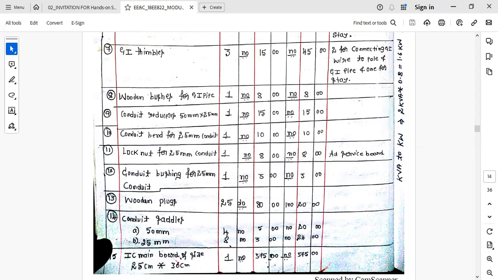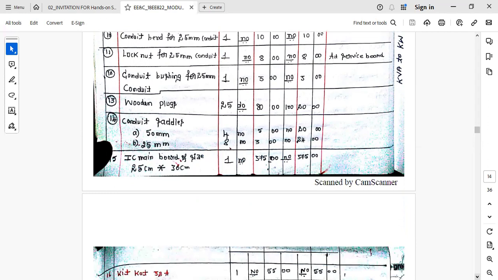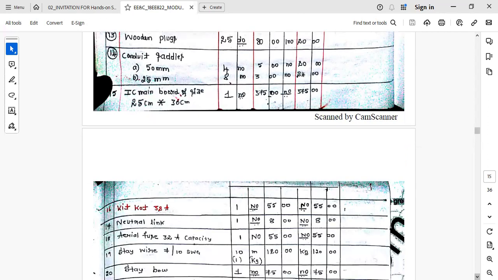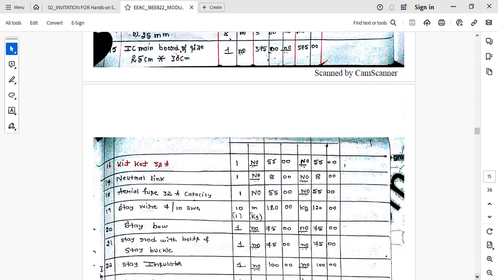IC main board, ironclad main board of size 25 centimeter into 30 centimeter, one number, so 375 rupees. KitKat fuse, one number, so 55 rupees per one KitKat, total 55 rupees. Neutral link, one is required, because here you have only one neutral, so 8 rupees per one neutral, 8 rupees. Aerial fuse 32 ampere capacity, one number, 55 rupees per aerial fuse, 55 rupees.